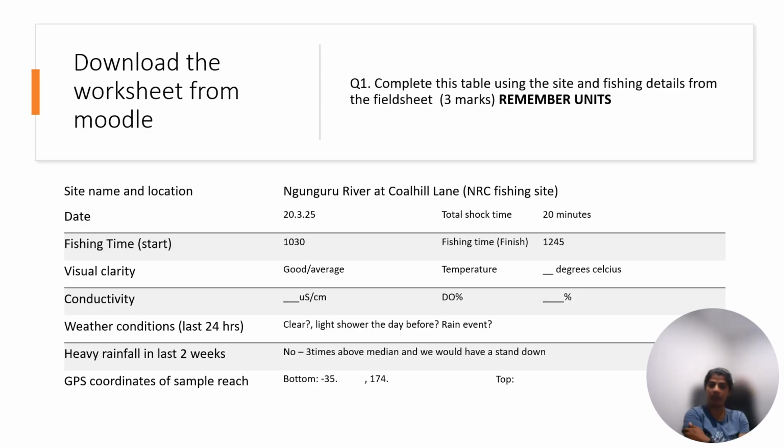Then the date of when you did your survey, total shock time, start and finishing times are important, and clarity, because if it was low clarity, we wouldn't be using electric fishing that day.